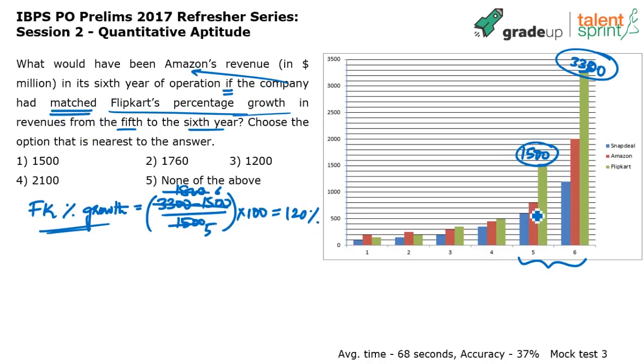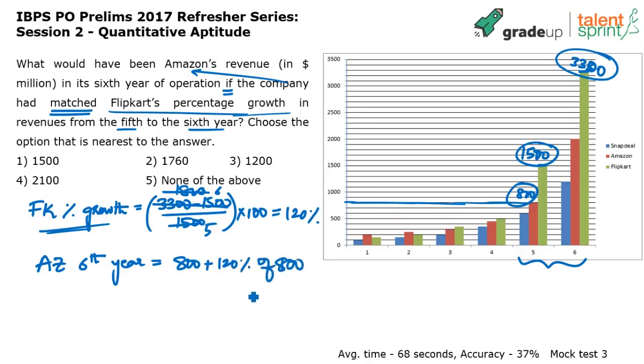Now, what is Amazon's revenue in the 5th year? It is 800. So if it is 800 in the 5th year, how much will it be in the 6th year? It should grow by 120%. So it is 800 plus 120% of 800. What is 120% of 800? It is 960. So 800 plus 960, 1760 is the final answer. 1760, option 2 is the final answer.